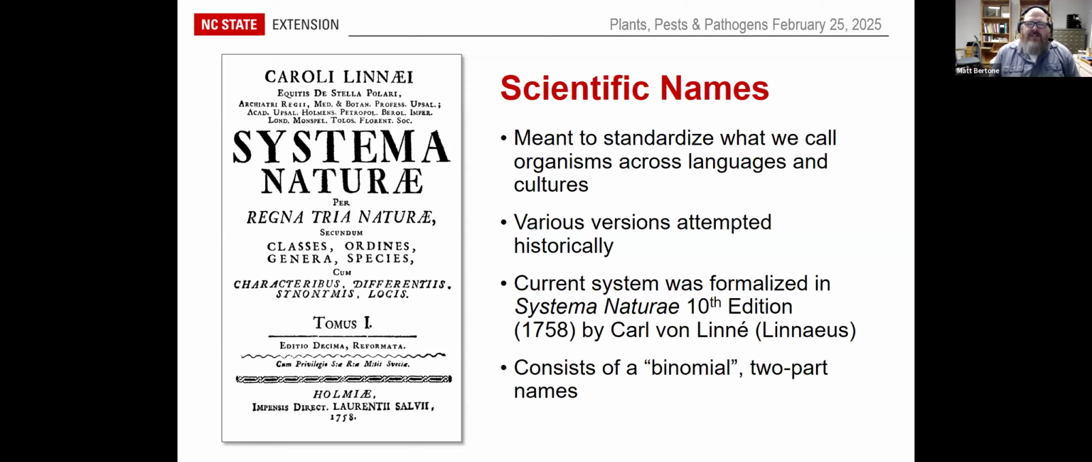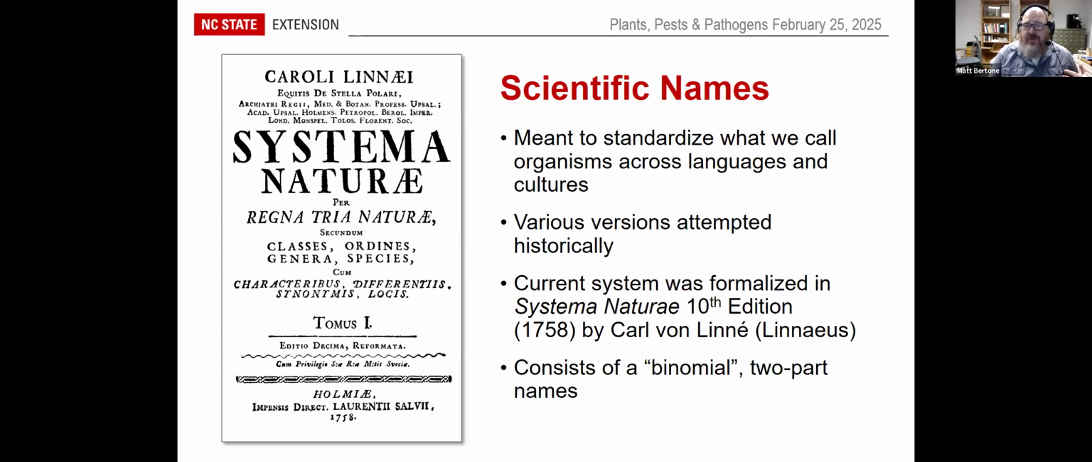So scientific names were developed. They're meant to standardize what we call organisms across languages and cultures. And there were various versions attempted historically, but the modern system we use was developed in 1758. Actually, it was the 10th edition of this book series, Systema Naturae, that Carl von Linné, or Linnaeus, wrote. And it wasn't until the 10th edition that he formalized this binomial. So each name consists of two parts. And this is a really important document. This is the most important document in scientific nomenclature that exists.